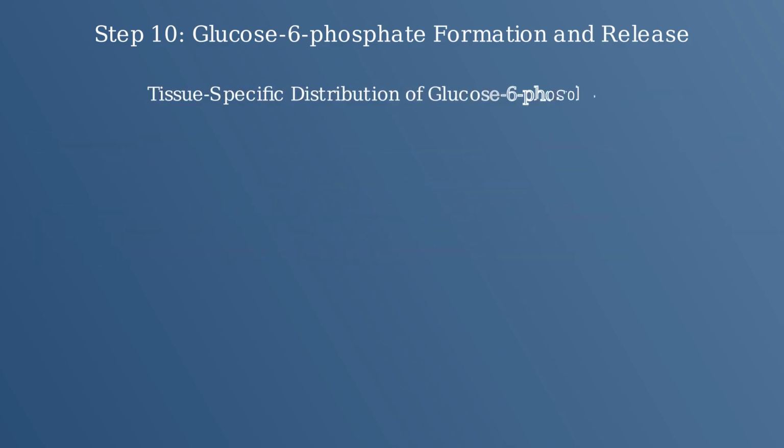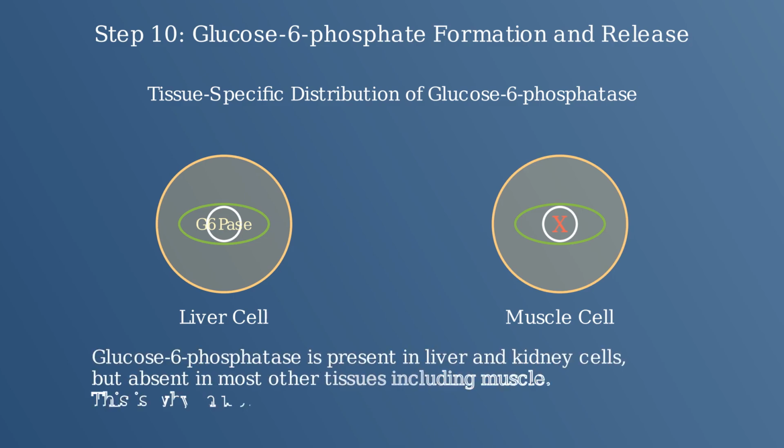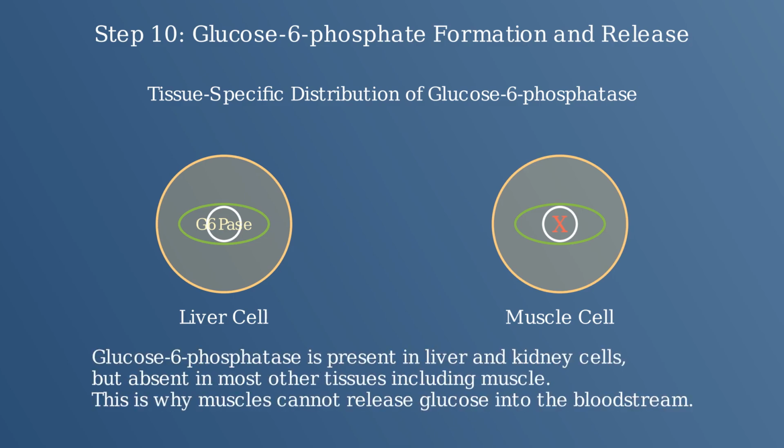Critically, glucose 6-phosphatase has a very specific tissue distribution. It's present in the liver and kidney cells, but absent in most other tissues, including muscle. This tissue-specific distribution explains why only the liver and kidneys can release free glucose into the bloodstream. Although muscle cells can produce glucose 6-phosphate, they lack the enzyme needed to remove the phosphate group, so the glucose remains trapped inside the cell.